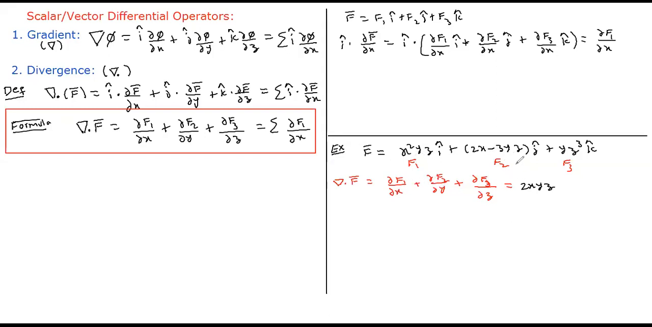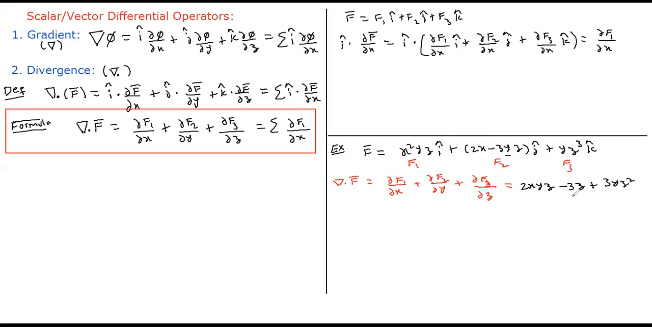What is the second component derivative with respect to y? Minus 3z. You are differentiating with respect to y, can you see that? Y derivative will be 1, and 2x derivative with respect to y will be 0. Plus, what will be the third component derivative with respect to z? 3yz square. That's it.